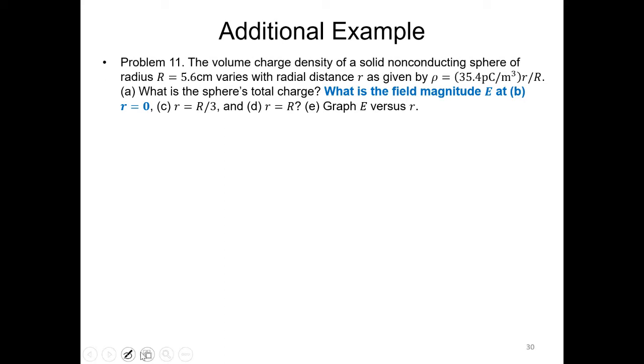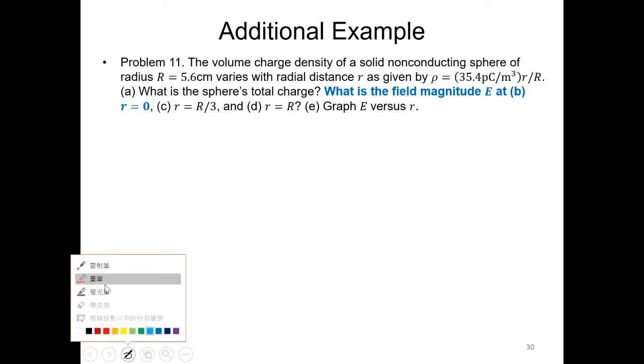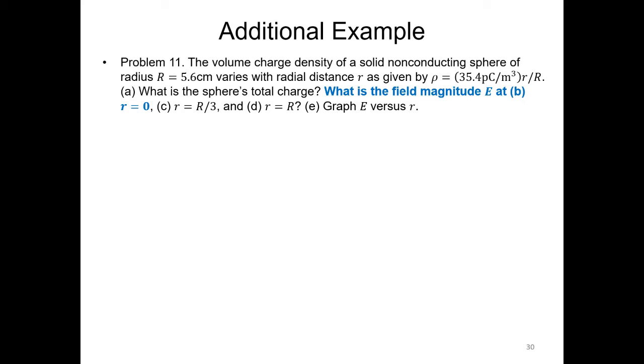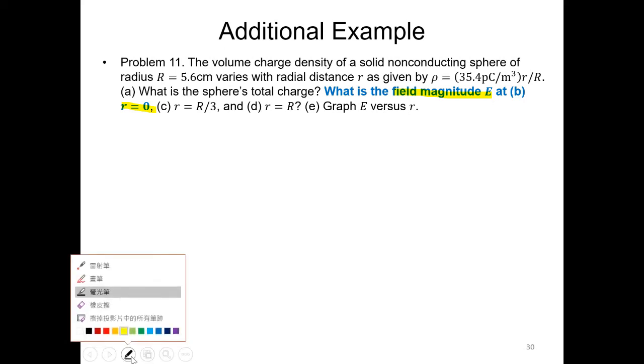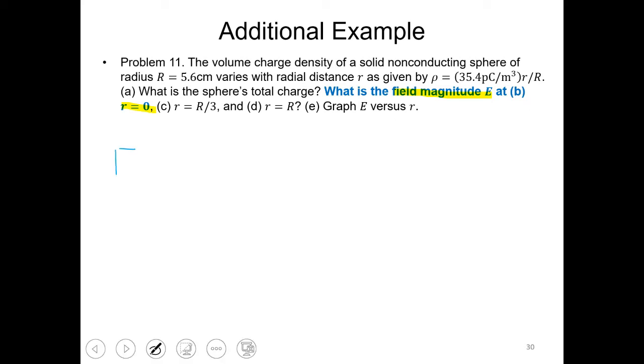So for the next question, it asks you what is the E field at r equals 0. So actually this is very, very easy. The answer is 0.